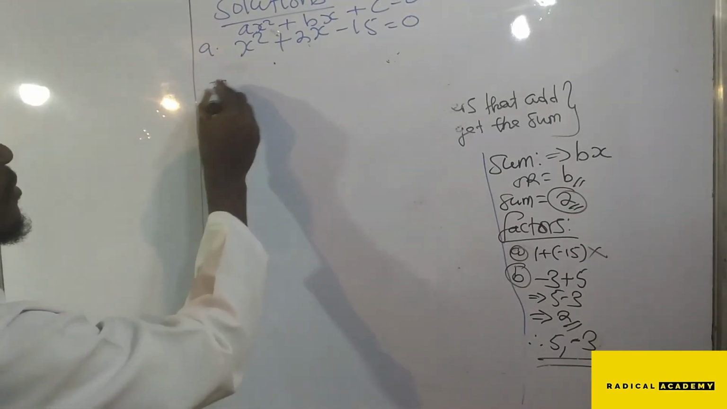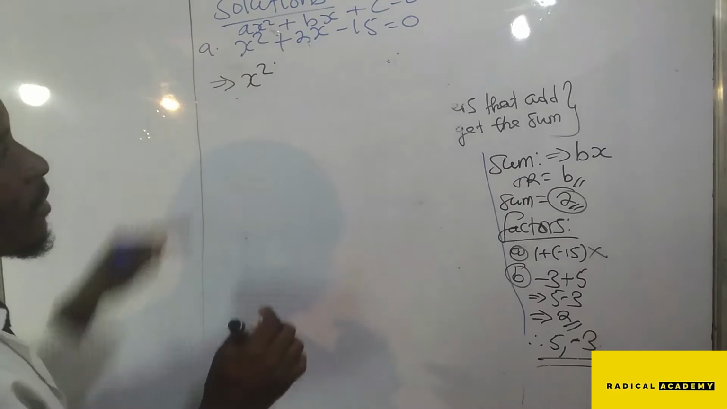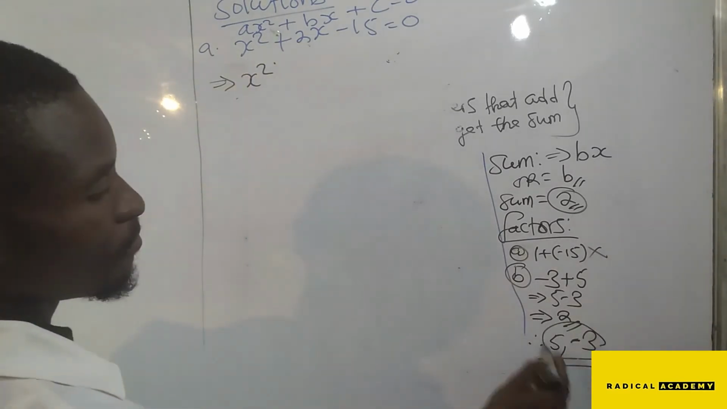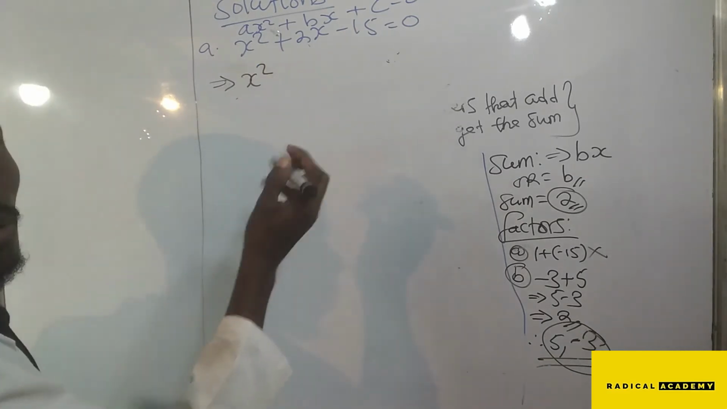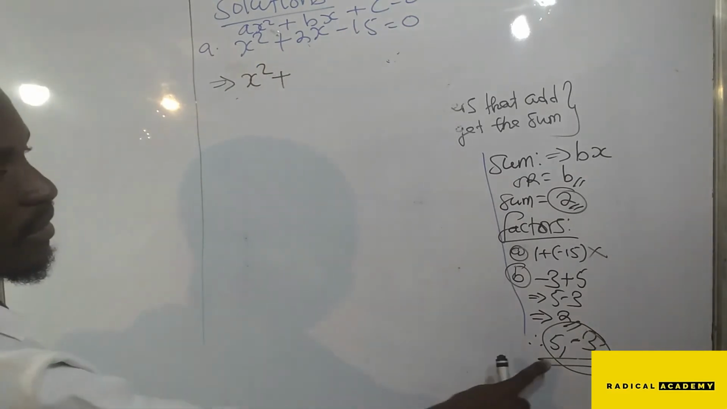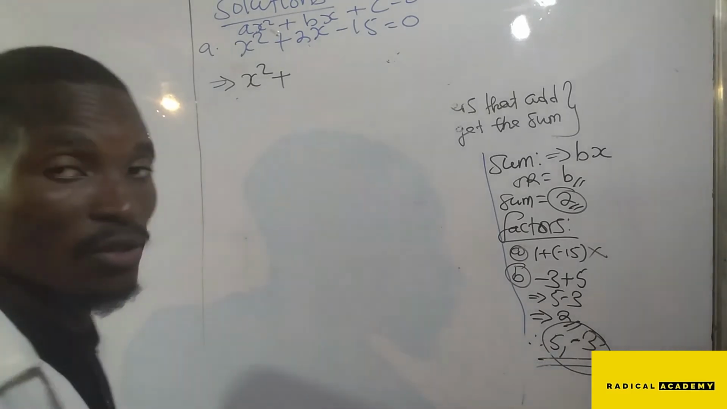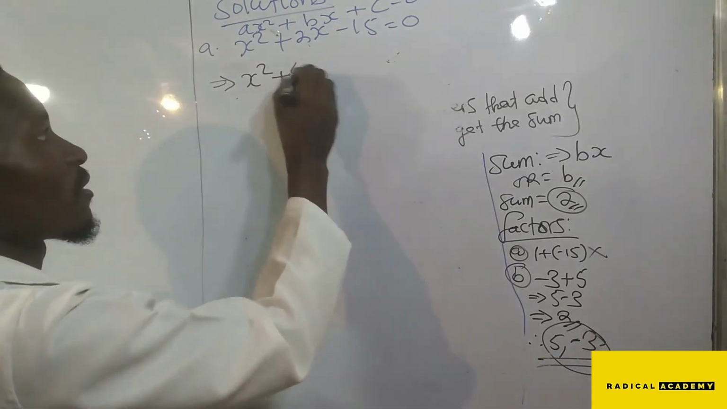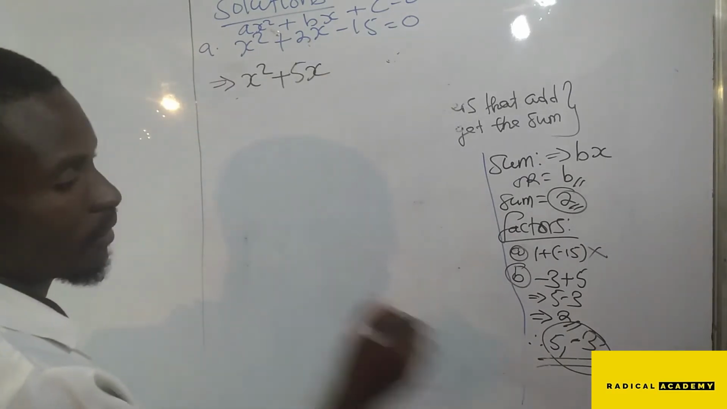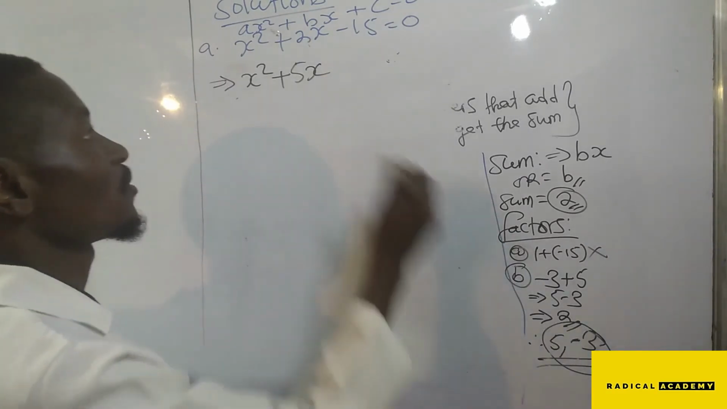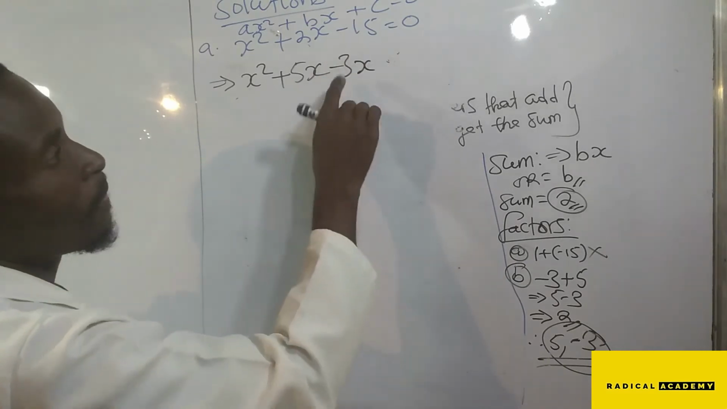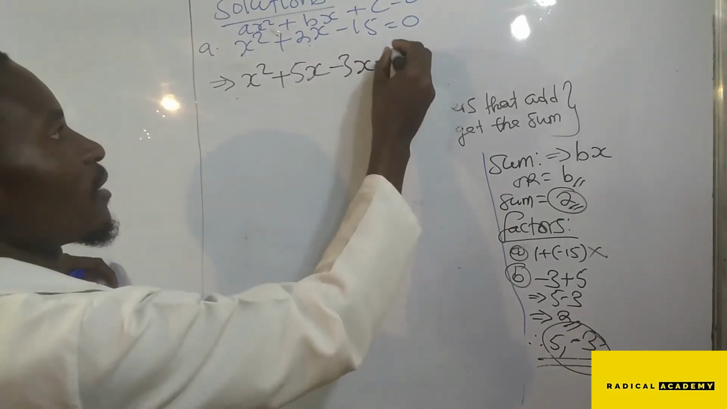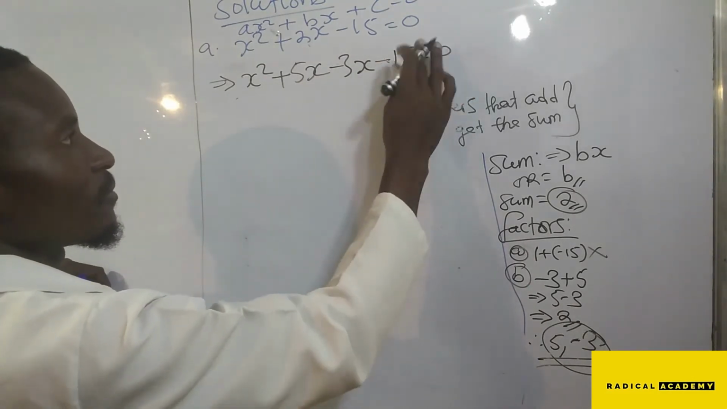So now we are going to say x squared, remove this one, and then pick this one. So I'm going to say plus 5 is positive. Remember, you also have to be very careful about the signs. 5 is positive, so I'm going to say 5x, and then the 3 is negative, so you say minus 3x. And then this negative 15, just drop it down. Negative 15 equals 0.